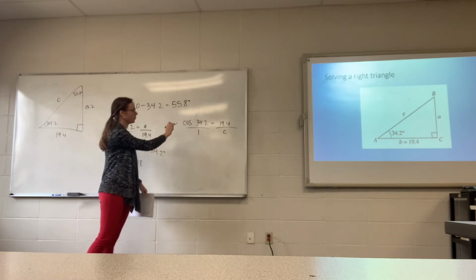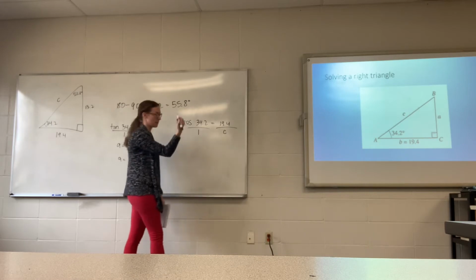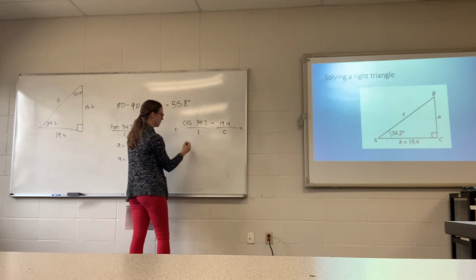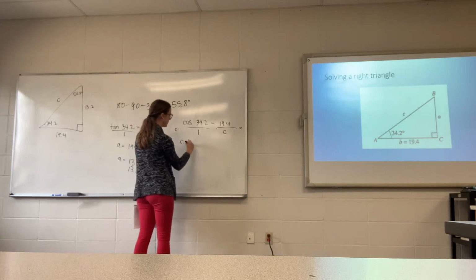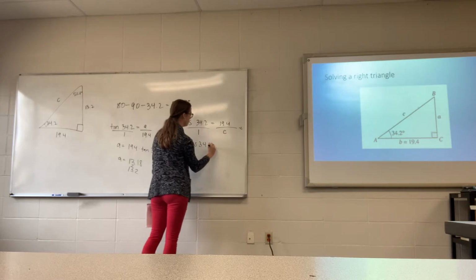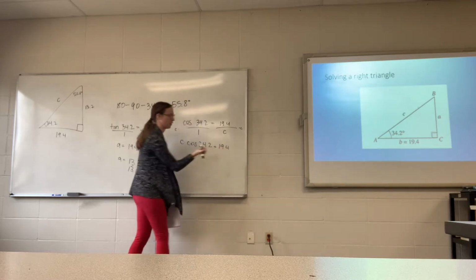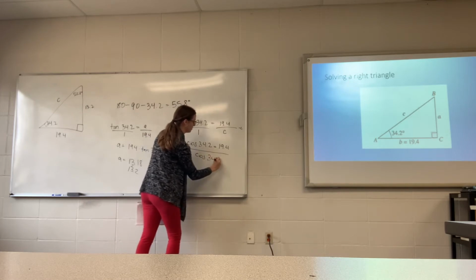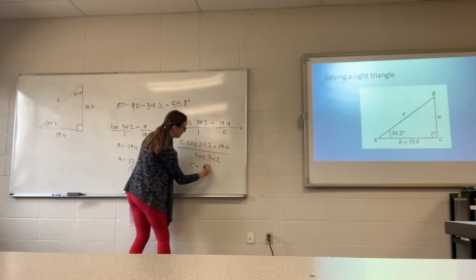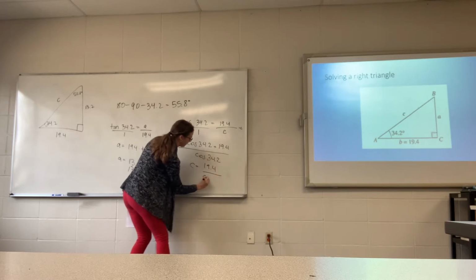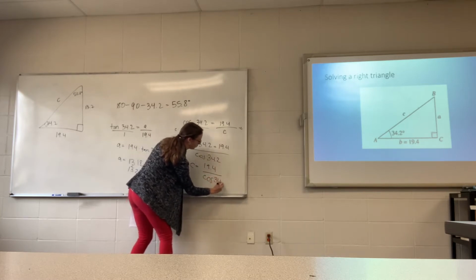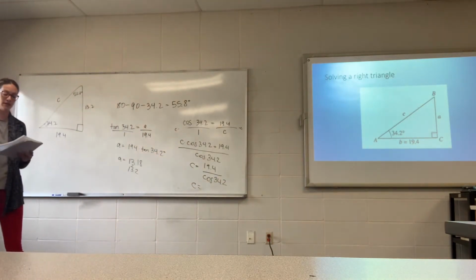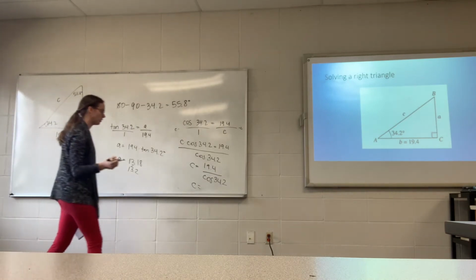So cosine of 34, multiply by C, multiply by C? Right, yeah, and then divide by, or 19.4 divided by cosine of 34. Because if I multiply by C, I'd have C times cosine of 34.2 is equal to 19.4. And then Shannon said divide by the cosine of 34.2. So my C is going to be 19.4 divided by cosine of 34.2, which when I type that in is going to be 23.5. Yeah, 23.5 when I round that.